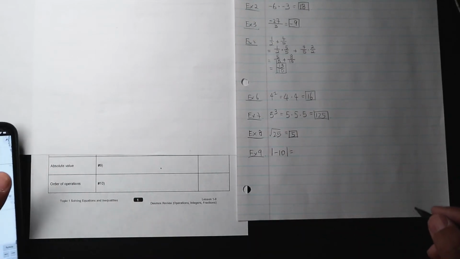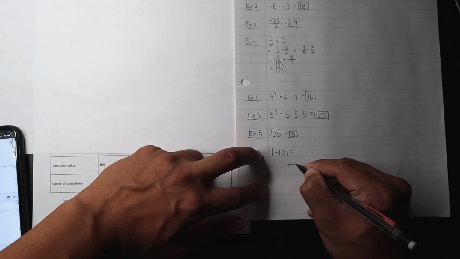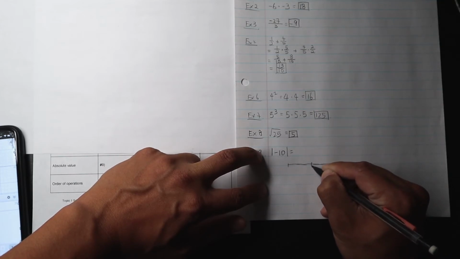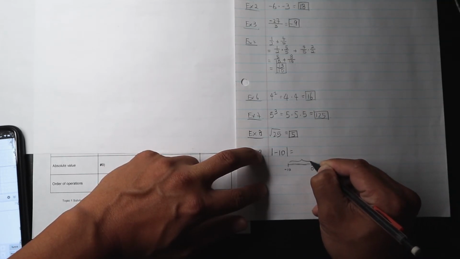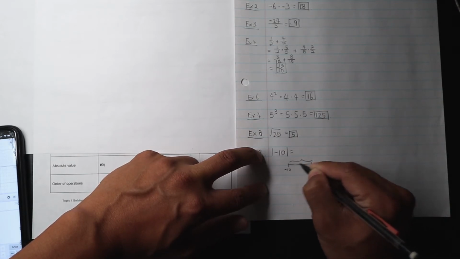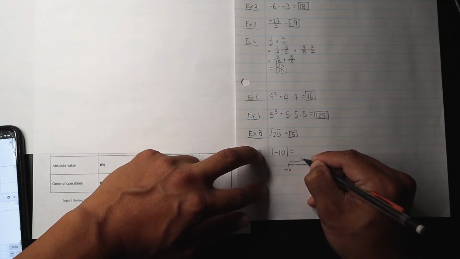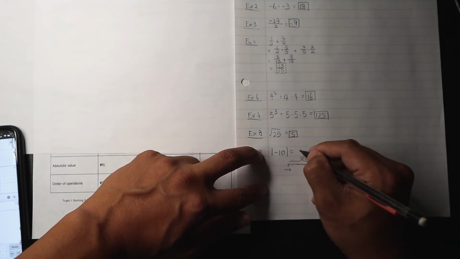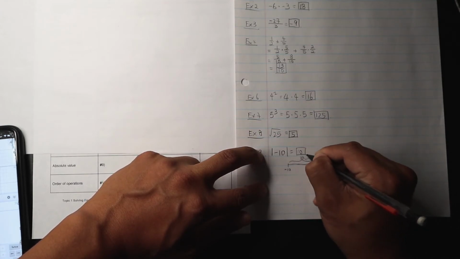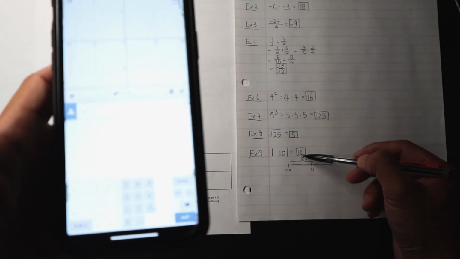So let me just draw a picture. I know that if 0 is in the middle and negative 10 is here, how many spaces are there between 0 and negative 10? Well, the answer is 10 units, because that's how far these two numbers are. So put positive 10. The absolute value of any number is always positive.